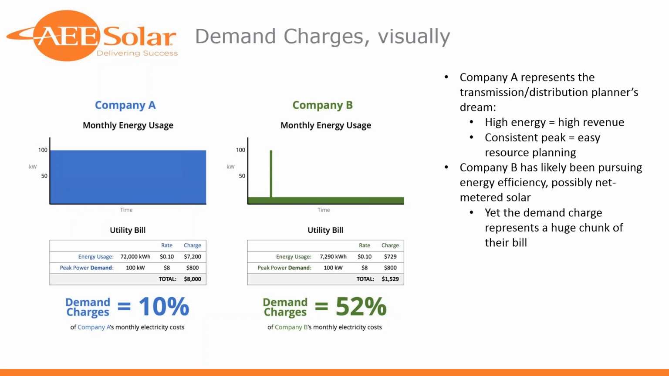So Company A, again, the transmission distribution planner's dream: high energy is high revenue, a consistent peak, easy resource planning, and oh, by the way, they're getting a big demand charge from this customer as well. Company B, somebody we would consider in the solar industry to be doing all the right things in terms of minimizing their energy profile, is still getting hit with their demand charge, and depending when that period was during the day, PV may or may not address that impact on its own.